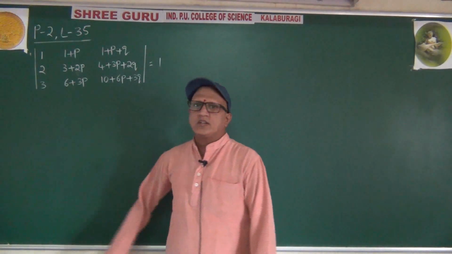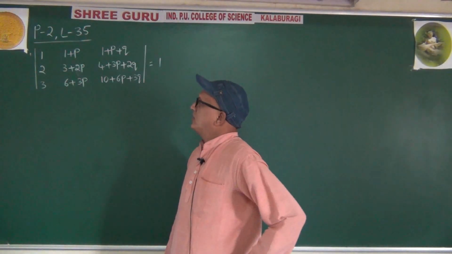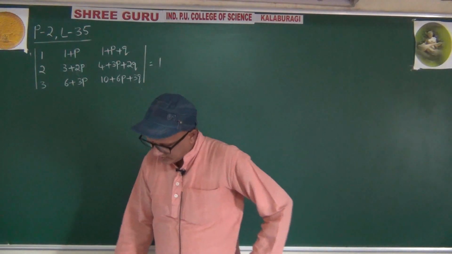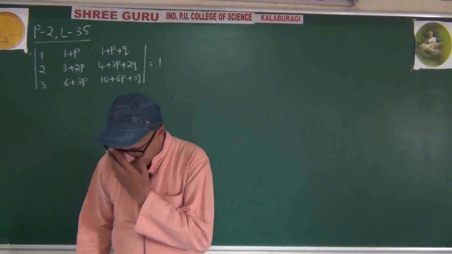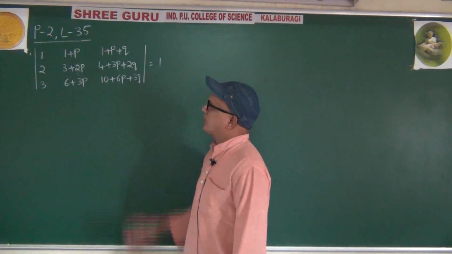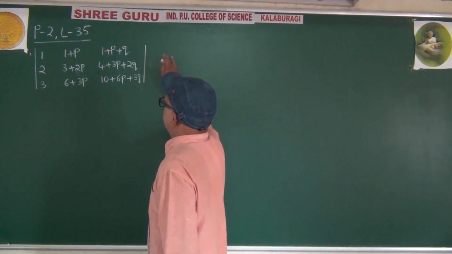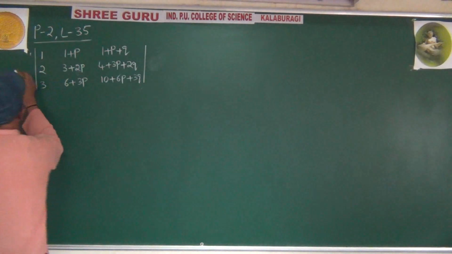So here is the question. This is the question we are solving. We have to prove that the determinant equals 1 using properties of determinants. Okay, this is the RHS, equal to 1 we have to get. This is the LHS.